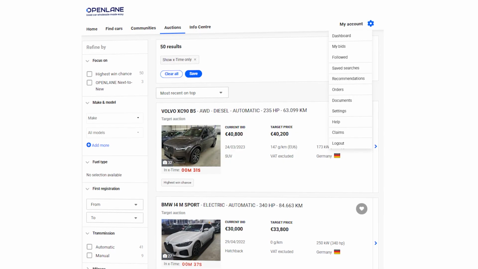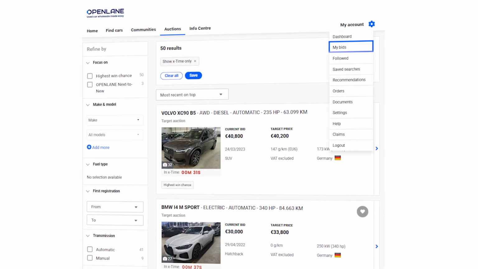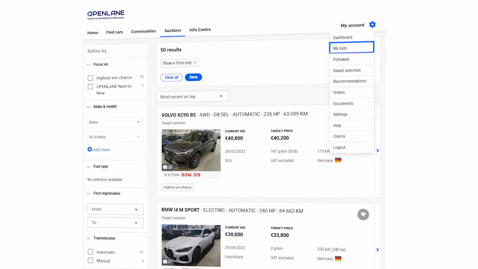Remember that using My Bids is the most efficient way of bidding on cars, even if they are in X-Time.